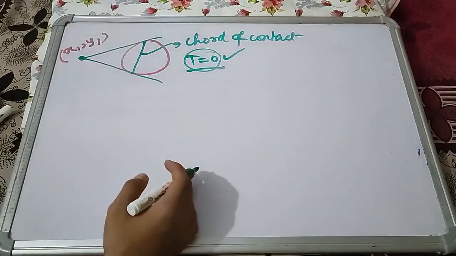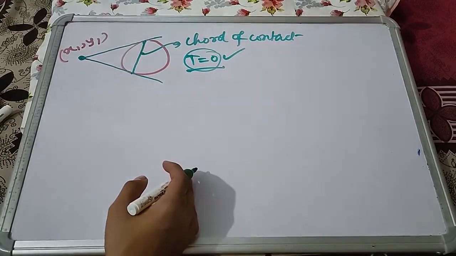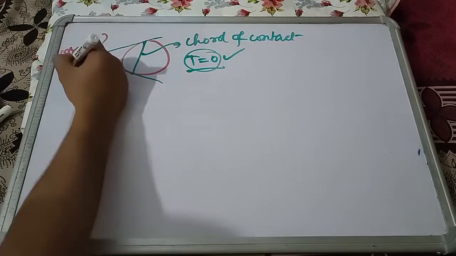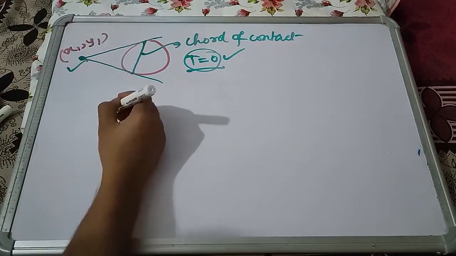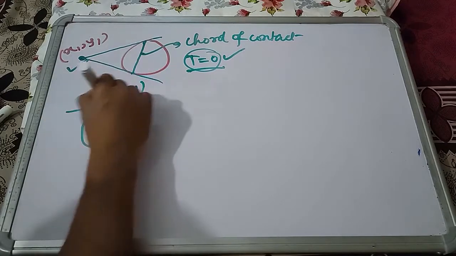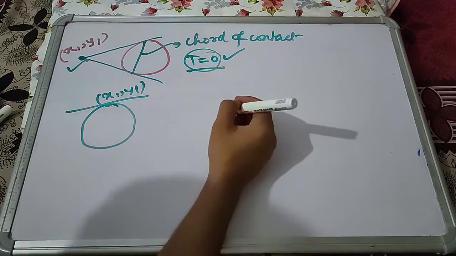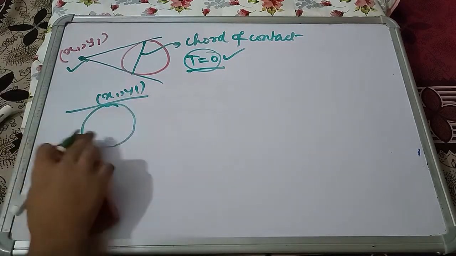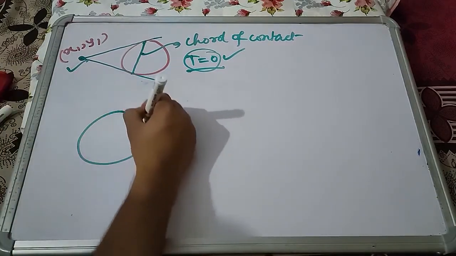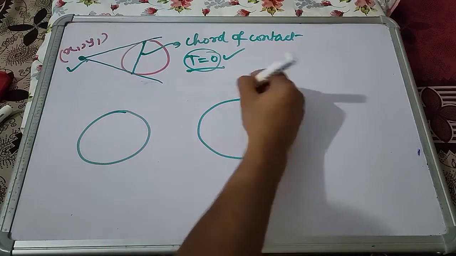No, there is no such confusion, because what is happening here is that when x1 and y1 lie outside the circle, we get the chord of contact, and when x1 and y1 lie on the circle, this gives you the equation of a tangent. You can actually visualize this graphically. Okay, let me draw two or three circles for you.